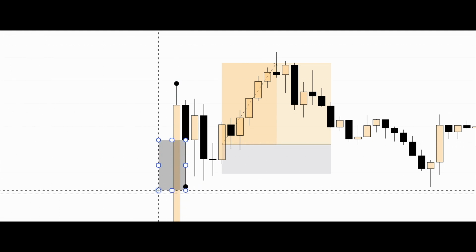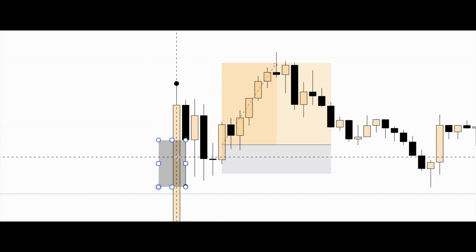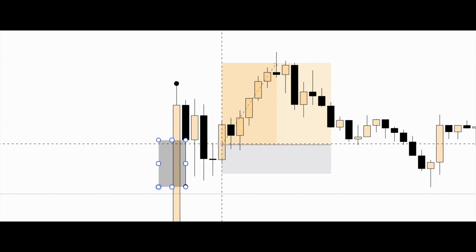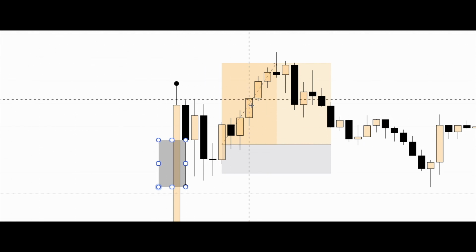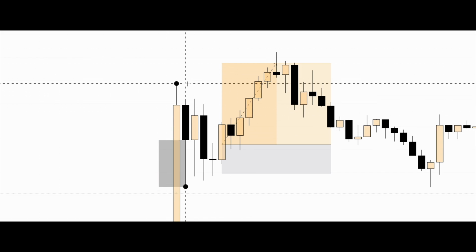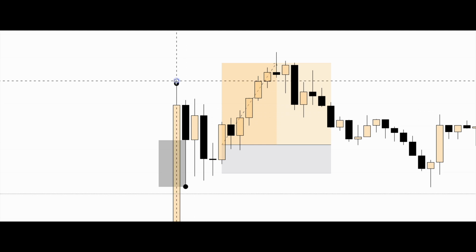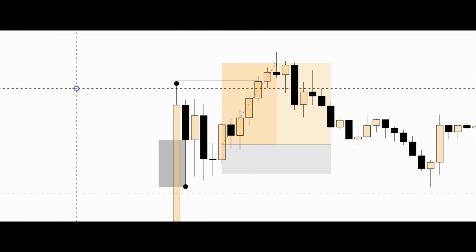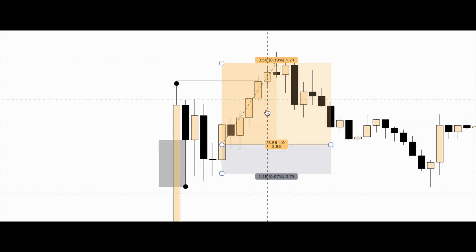Price uses this unmitigated wick as a pretty significant point of interest to essentially form a QM and continue towards the highs, as well as, in whichever case, this 3 candle formation, we'll call this a trend line. But yes, fairly significant opportunity to very much target.